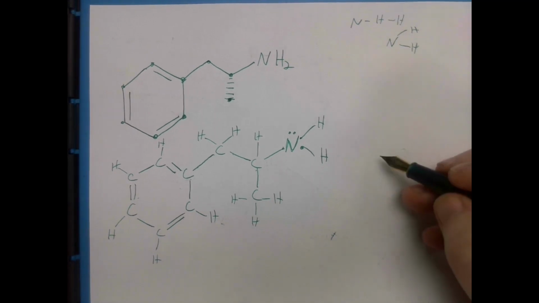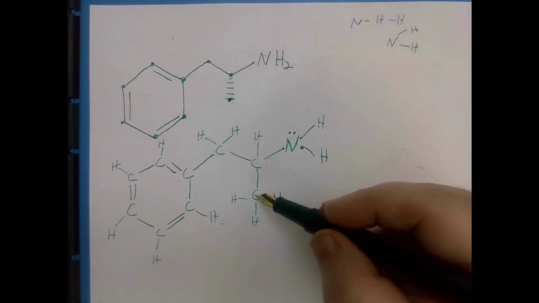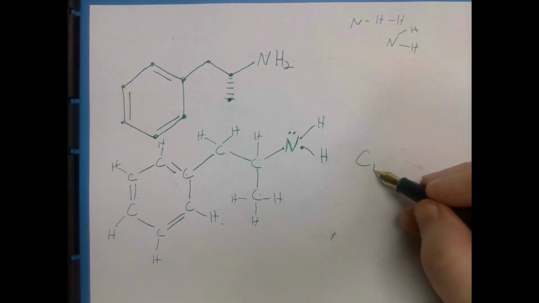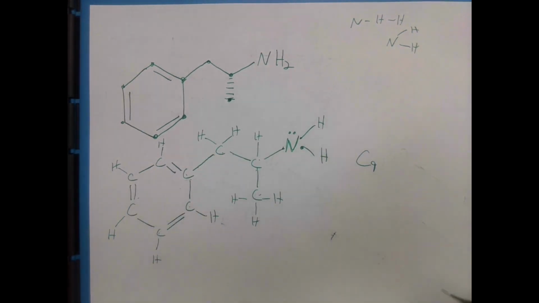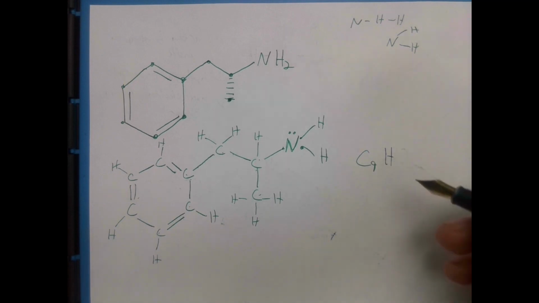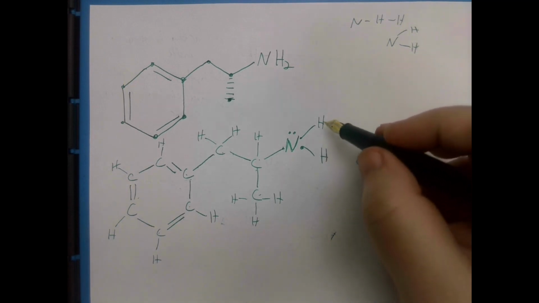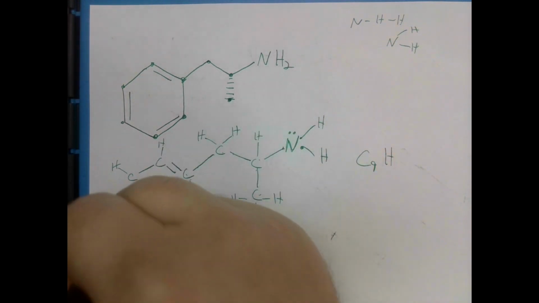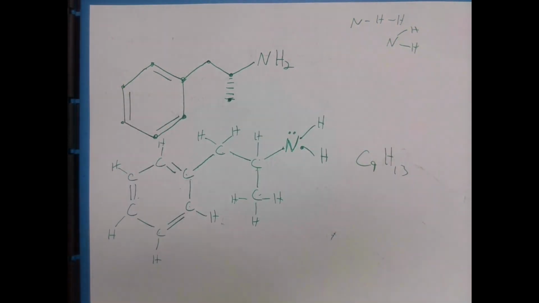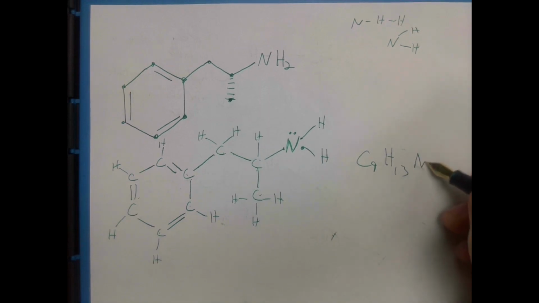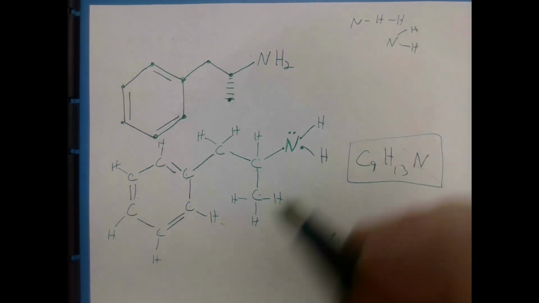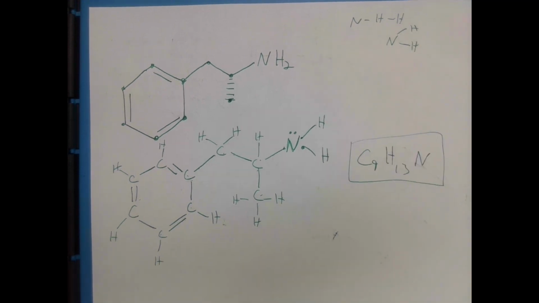So what is the chemical formula for this? 1, 2, 3, 4, 5, 6, 7, 8, 9. Carbon and hydrogen are always written first, by the way. 1, 2, 3, 4, 5, 6, 7, 8, 9, 10, 11, 12, 13. And 1 nitrogen. So that's amphetamine, the nasal decongestant.